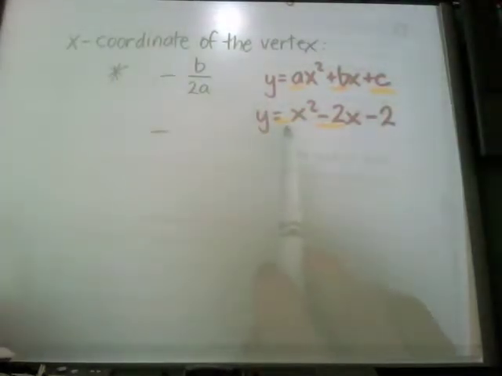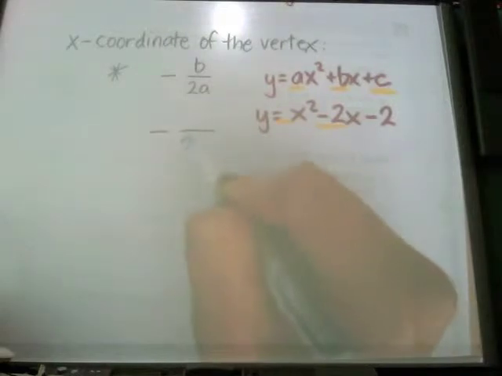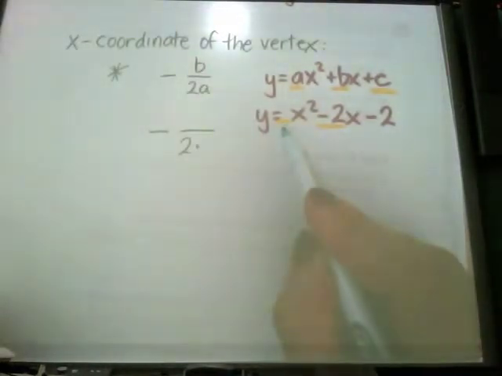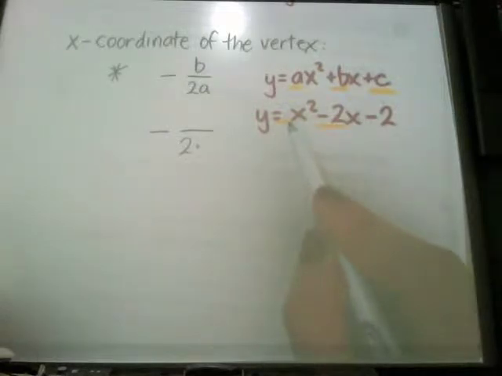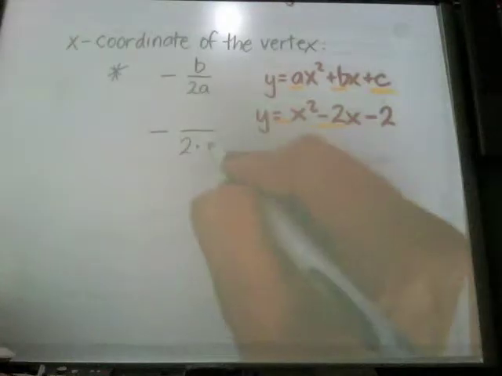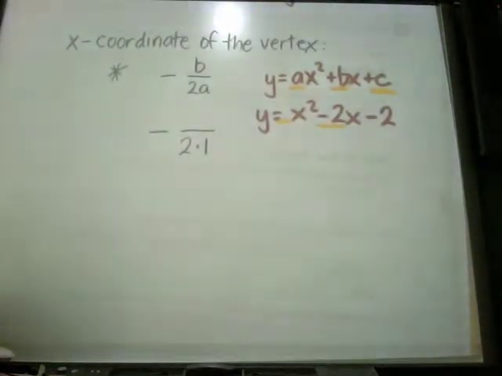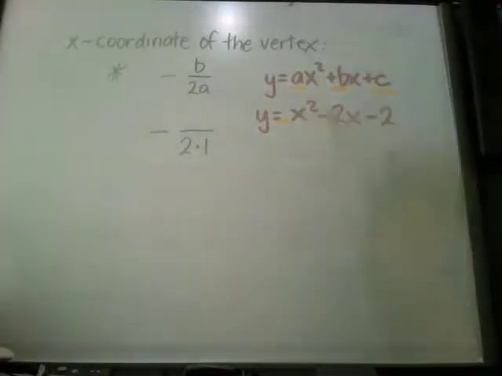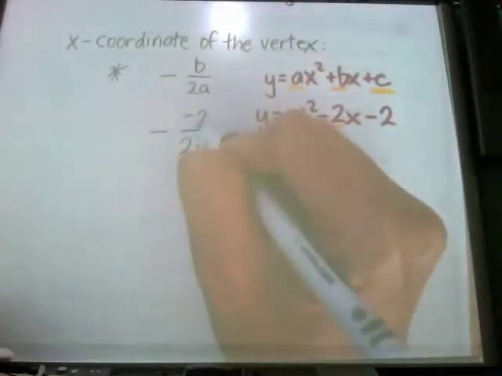Can somebody tell me what's my A value? If we start with A, it's over 2 times A. What's my A value here? Vincent? Yeah, the invisible 1. It's the only number we don't write down, other than sometimes 0, but if it was 0, this would all be gone. So A is 1. What's my B value? Luke? Good, negative 2, keeping that negative with it.